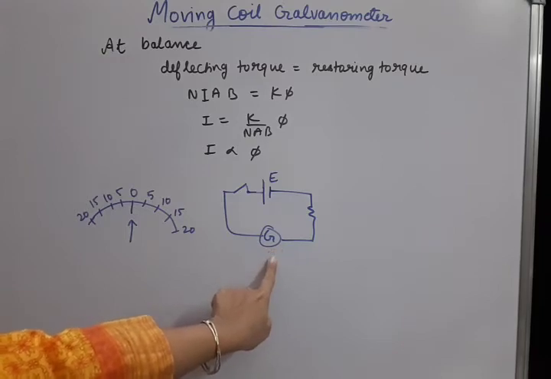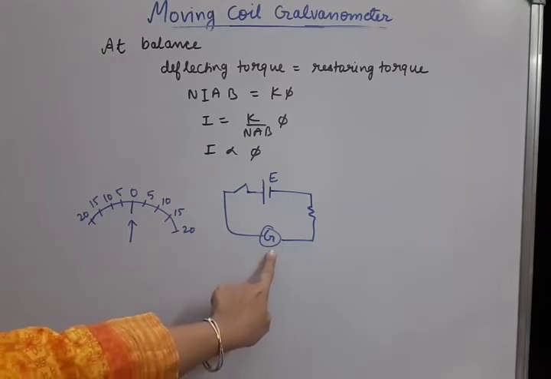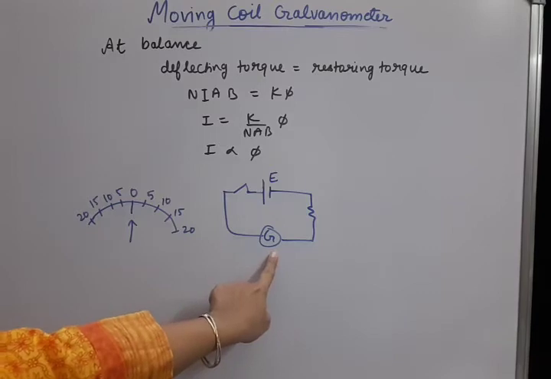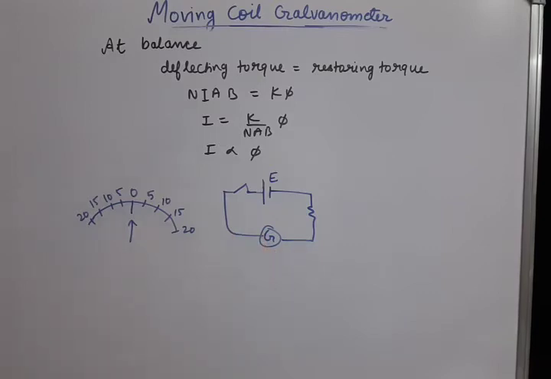Magnetic field is already present. So the coil will experience torque and that coil will deflect. That deflection we see on the scale of the galvanometer with the help of this pointer. So the pointer will come to some reading. This way, instead of 0, it will show some reading. This is called deflection of the pointer.